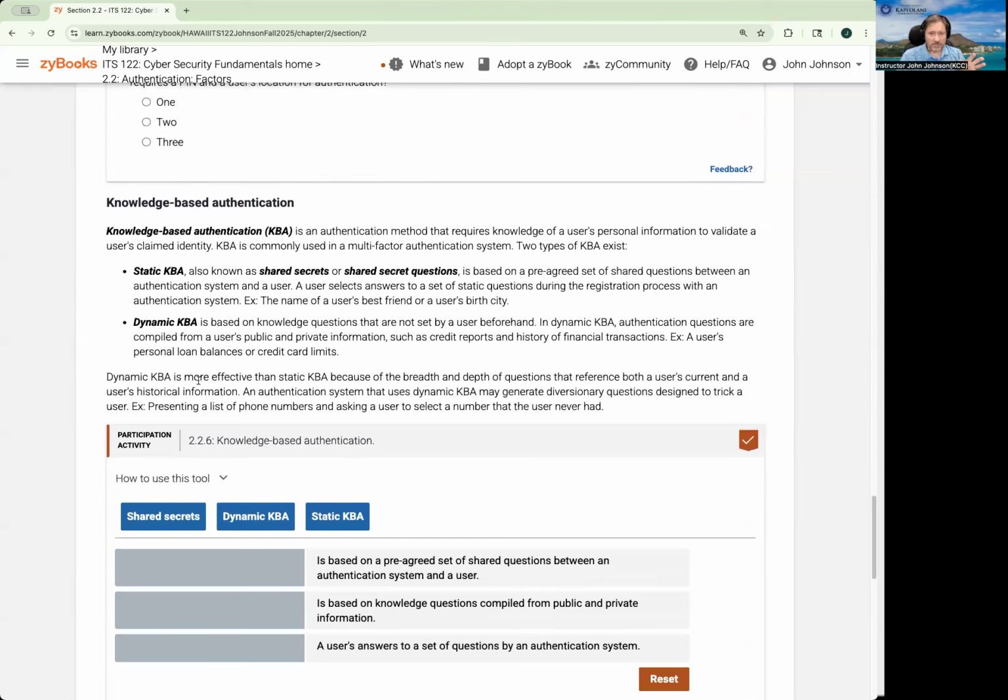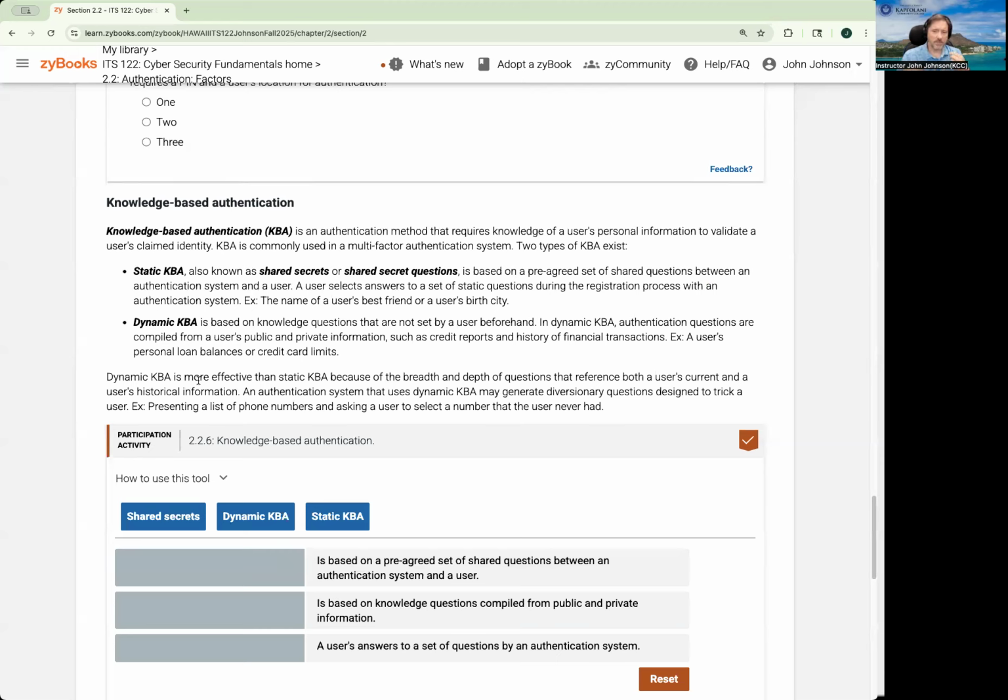And lastly, we have knowledge-based authentication. Knowledge-based authentication, KBA, is an authentication method that requires knowledge of a user's personal information to validate a user's claimed identity. KBA is commonly used in multi-factor authentication systems. There are two types, static and dynamic.